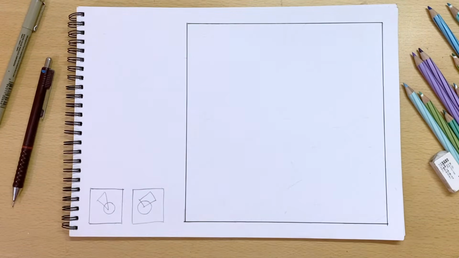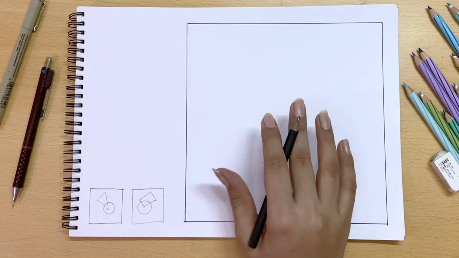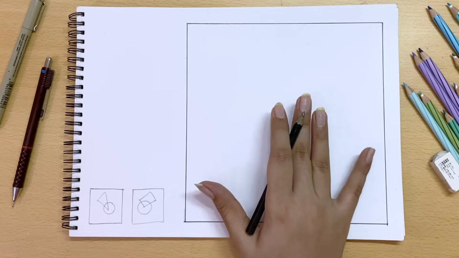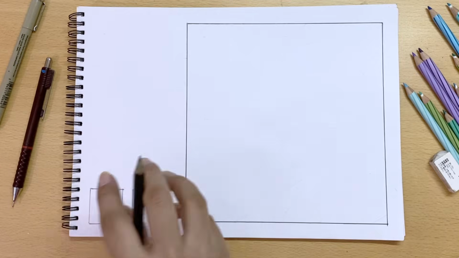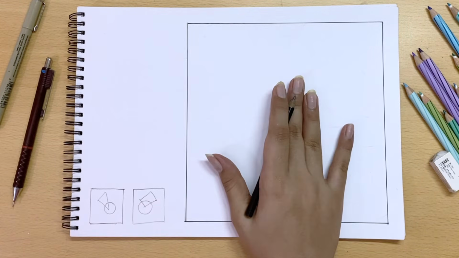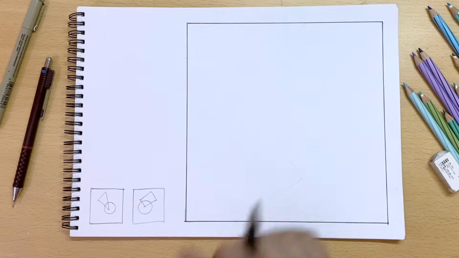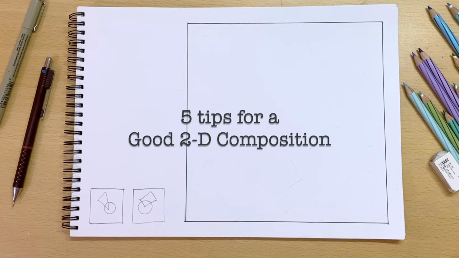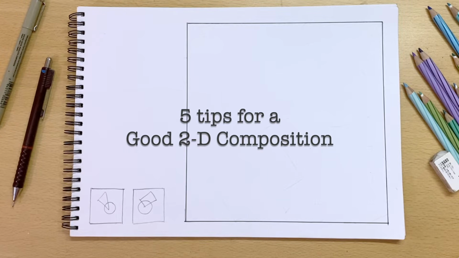In this video, I am drawing it here directly just for demonstration purposes, but ideally this is the process to follow, that you first make thumbnail sketches and then you copy the best one in the final space. Okay, so now let's get into this video. I'm going to talk about the 5 tips that you should follow to make a good composition.